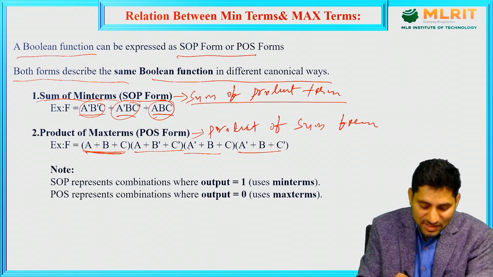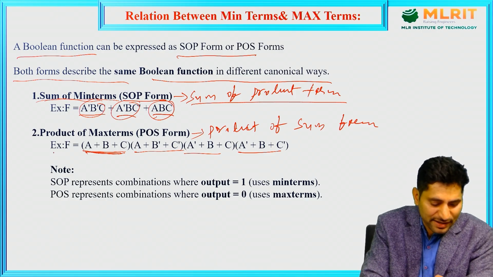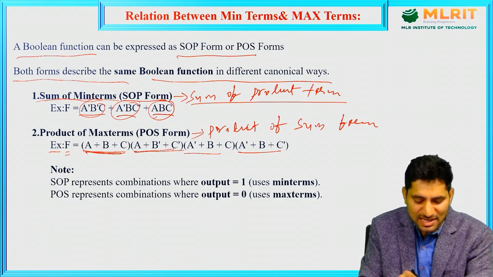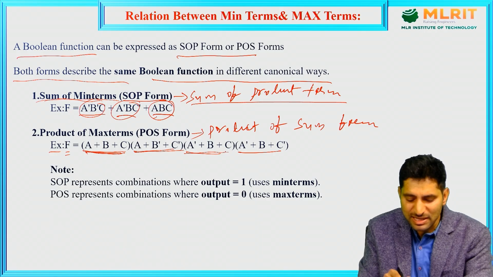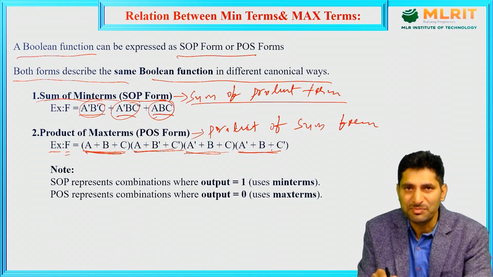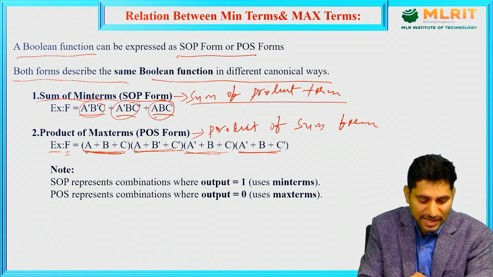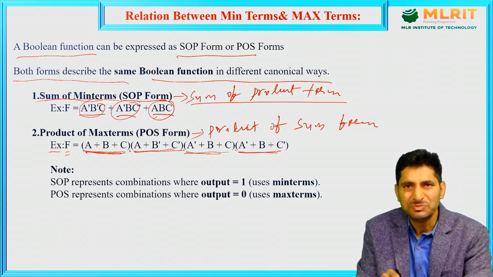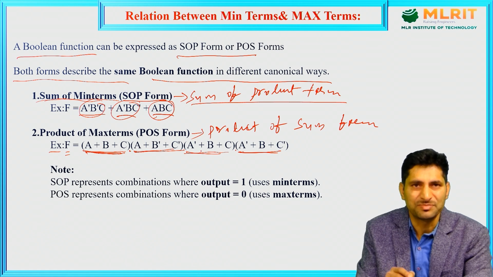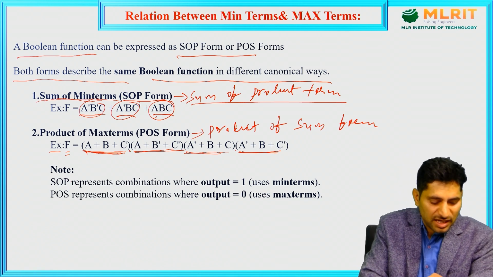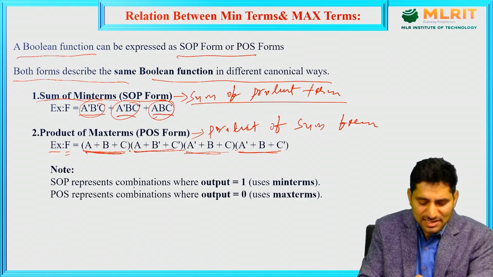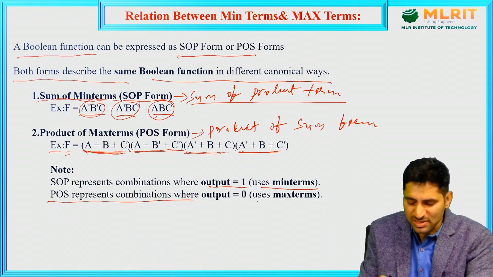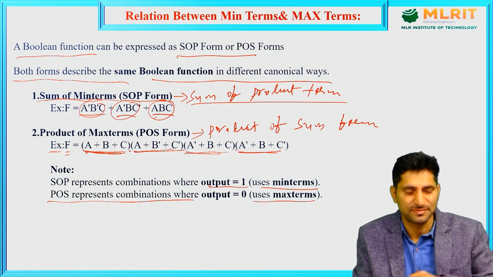Product of sum. If you observe here, for example, F is equal to A plus B plus C, and one more term is A plus B bar plus C bar, A bar plus B plus C, A bar plus B plus C bar. These all are sum terms. In between these sum terms, we are taking the product. So this is the product of sum terms. Next, SOP represents combinations where output is equal to 1, which uses min terms, and POS form mostly uses max terms.